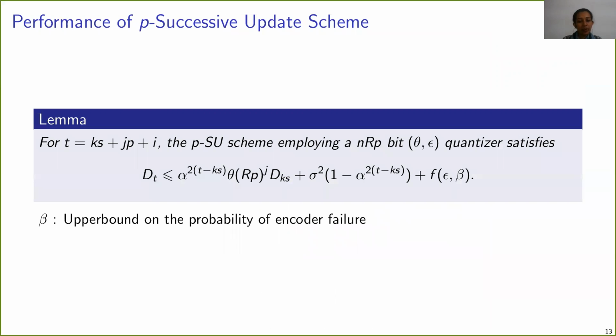Next, we discuss the performance of our scheme. Analysis yields this bound for the instantaneous tracking error for our p-Successive update scheme. So here, this alpha and sigma square represent the process parameter and the process variance respectively, and this theta and epsilon come from the theta epsilon quantizer that we use, and we have an additional factor beta here, which is the upper bound on the probability of encoder failure.